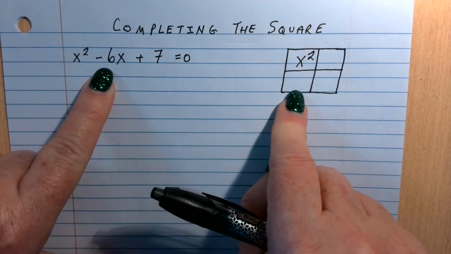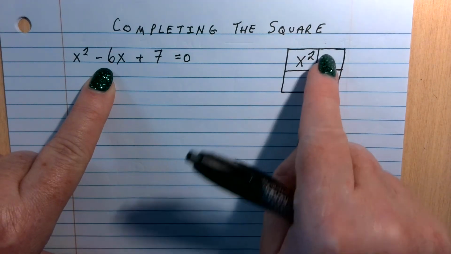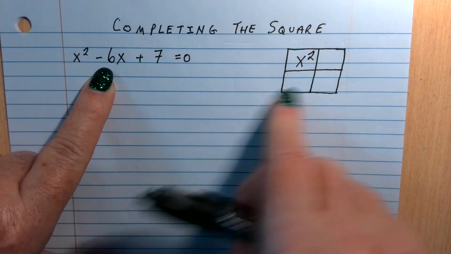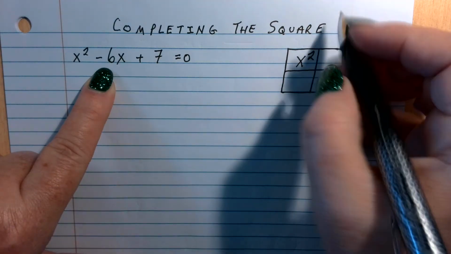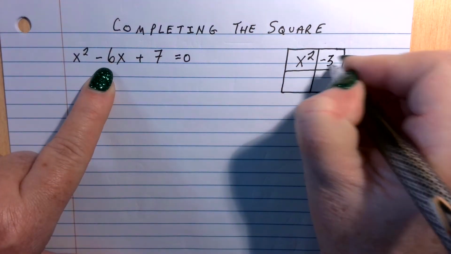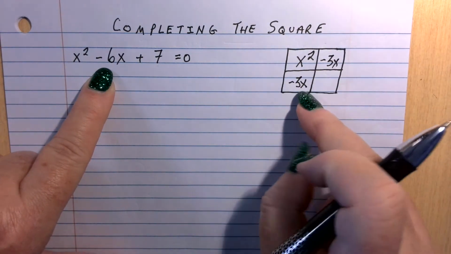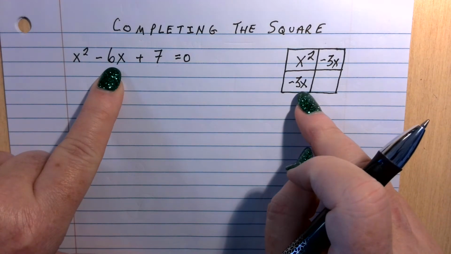But to make this a square, these two would have to be exactly the same. The only way these can be exactly the same and get a negative 6x is if they are both negative 3x. Now when I add these two, I get negative 6x.